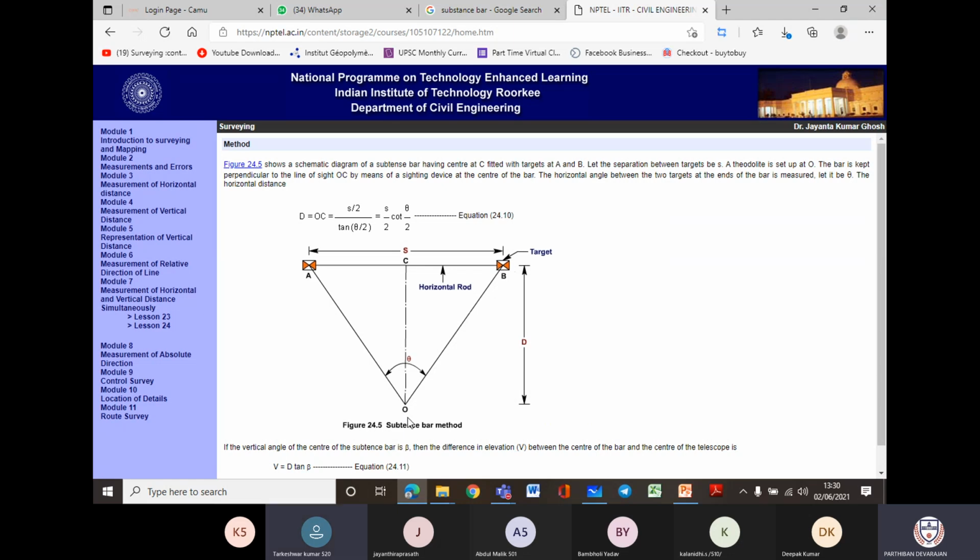Once you fix your theodolite, first you need to focus on point A, and do all the adjustments. Remember in the theodolite we have two setups: the horizontal circle and the vertical circle. In the horizontal circle we have the vernier, and in the vertical circle a reading of 0 to 360 degrees. Once you focus on point A, set the value 0 in the horizontal circle as well as the vertical circle.